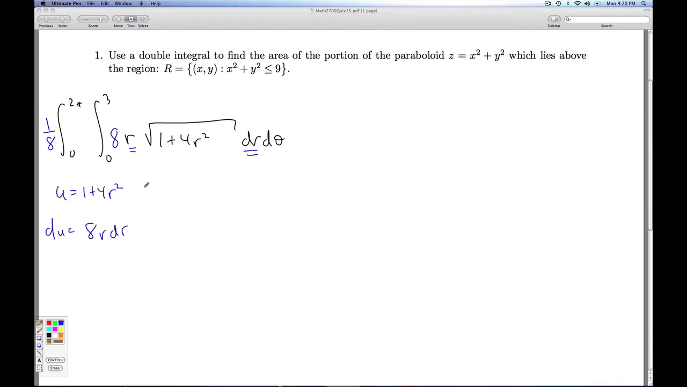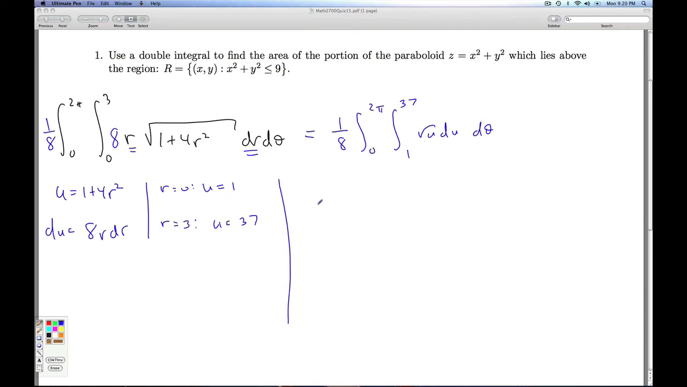Do that. Since it's a definite integral, we'll convert the limits of integration. When r equals 0, u equals 1 plus 4 times 0 squared. When r equals 3, u equals 1 plus 4 times 3 squared. And so I get the 1/8 integral 0 to 2 pi, integral 1 to 37, square root u du d theta. That's 1/8 integral 0 to 2 pi. The antiderivative of u to the 1/2 is 2/3 u to the 3/2. This is evaluated from u equals 1 to u equals 37, d theta.